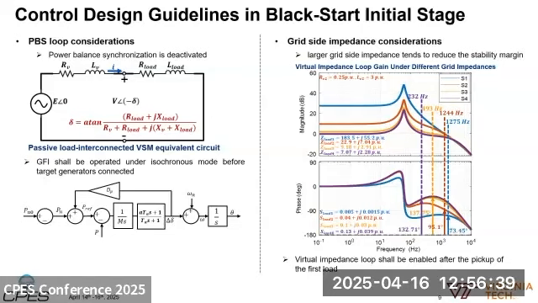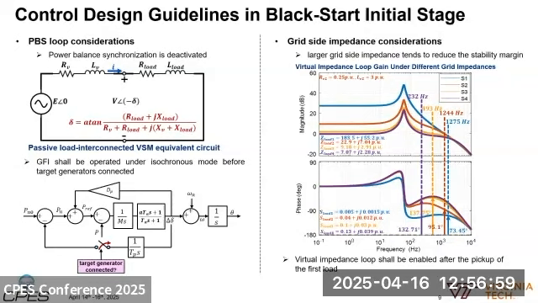And in order to maintain a constant frequency, an integration term can be fed back to the power reference for isochronous mode operation. And after the non-black start generator is connected, this feedback should be disabled for realizing droop-based power sharing.